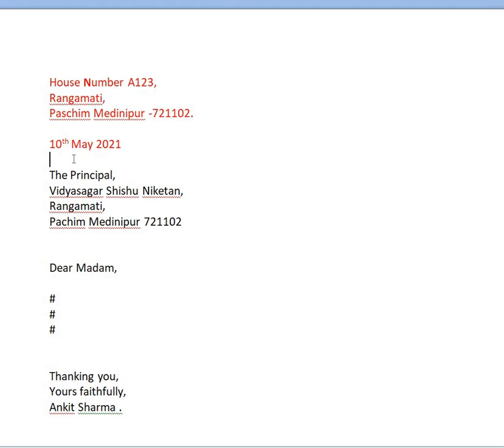Again you are giving one line gap, and you are coming to the recipient's address. Recipient's address means the person who is going to receive your letter. The person who is going to receive your letter is the recipient. So here you can see I have written to the principal, then the institution's name, Vidyasagar Shishu Niketan, then Rangamati, and then Paschim Medinipur 721102. So this way I have written.